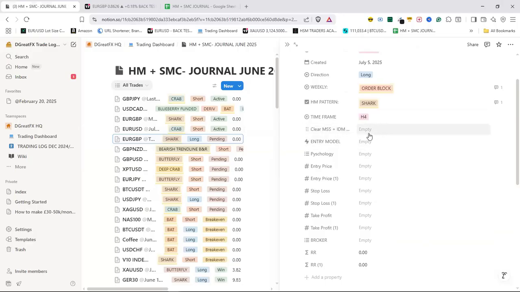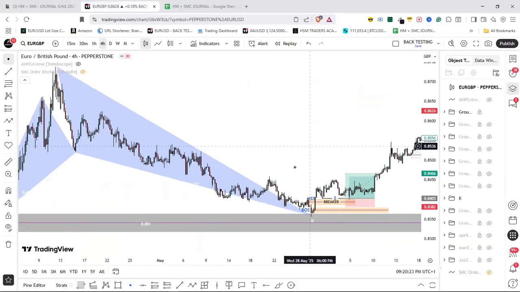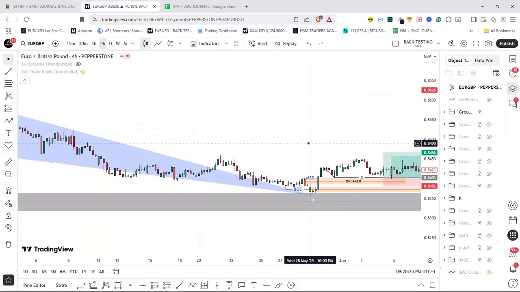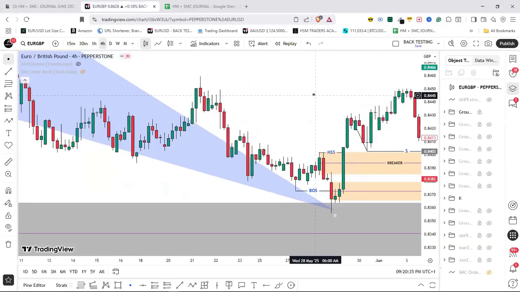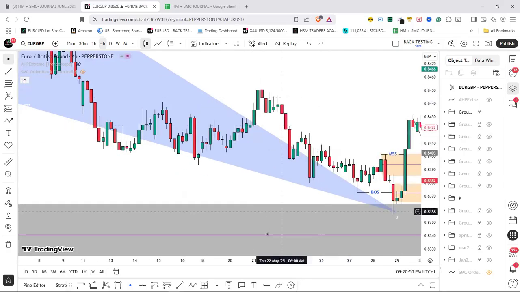Now, clear market structure shifts and inducement. If at that point in time you don't have any clear structure shifts here, for instance, now let's say this was on Wednesday, Thursday, Friday. Okay, this was on Thursday. For instance, where is the last week on this trade? The last week on this trade was Tuesday, Wednesday, Thursday. This was Friday, right? Good. This was Friday.